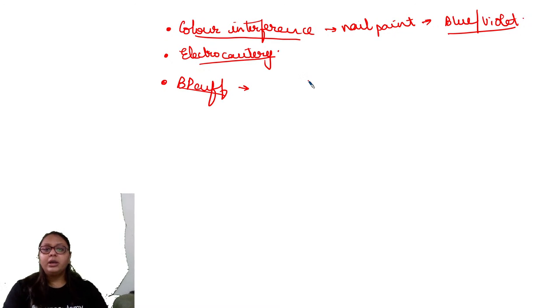Agar hum logon ne BP cuff aur pulse oximeter ek hi arm mein lagaya hua hai, for example BP cuff is in the right arm, hum log koshish karte hai ki pulse oximeter hum log left arm mein lagaye. Kyun? Left finger mein lagaye. Kyunki agar BP cuff aur pulse oximeter ek hi hand mein hai to kya hoga, jab bhi BP cuff inflate hoga, the blood flow will reduce. तो पल्स ऑक्सीमीटर उसको रॉन्गली डिटेक्ट करेगा और वो फॉल्सली लो वैल्यू दे सकता है.